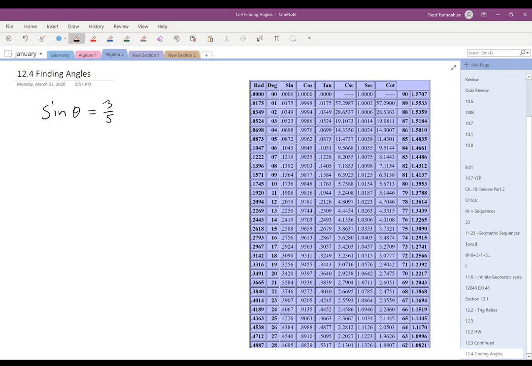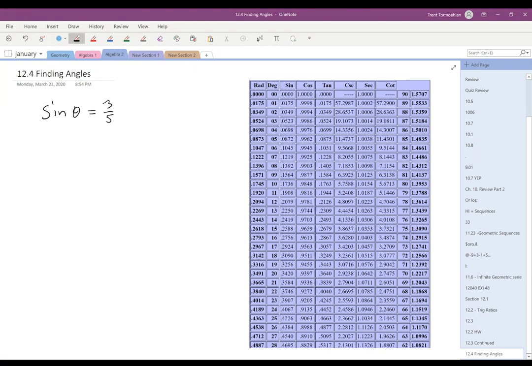Some ways you could do it: you could construct, using a pencil, a ruler, a protractor, and a compass, a 3, 4, 5 right triangle. And then you could measure the angle with a protractor. That seems pretty intensive work-wise to accomplish.